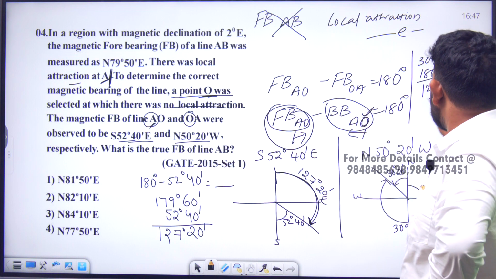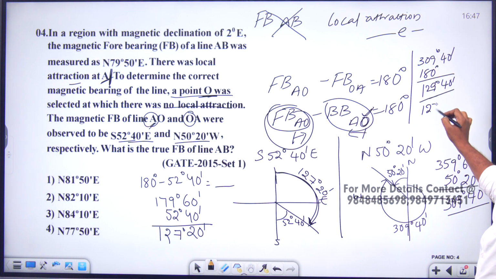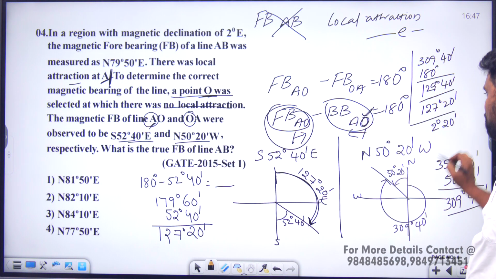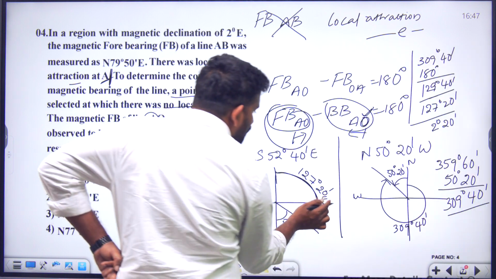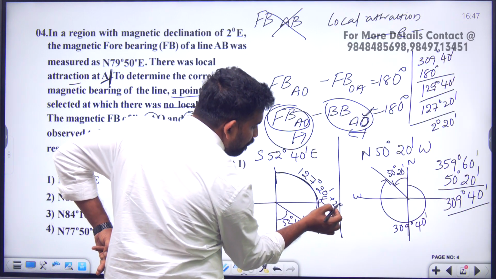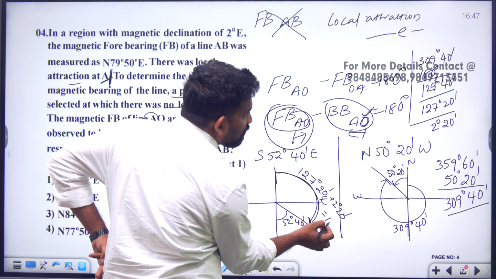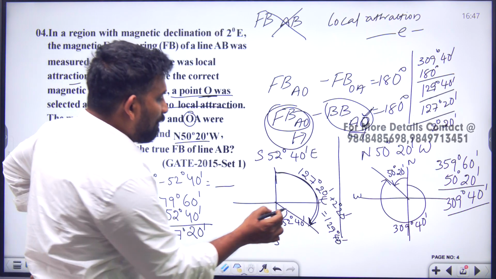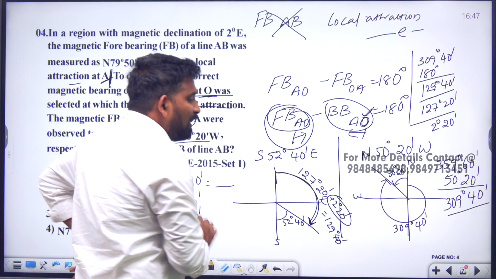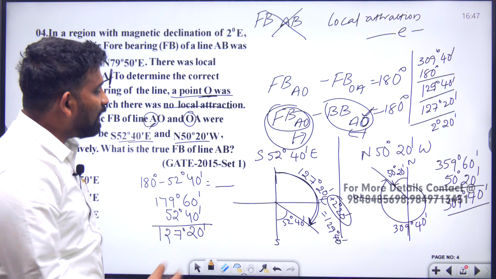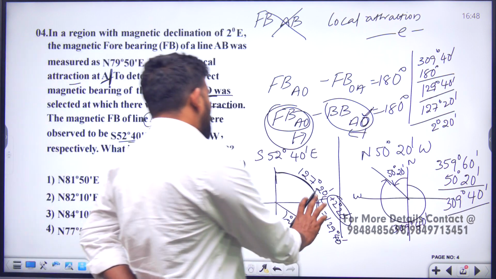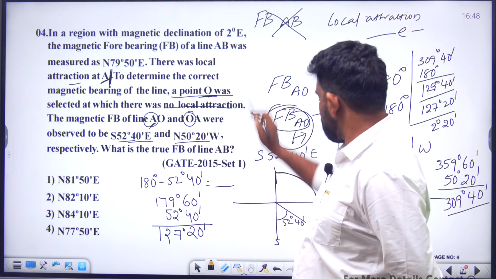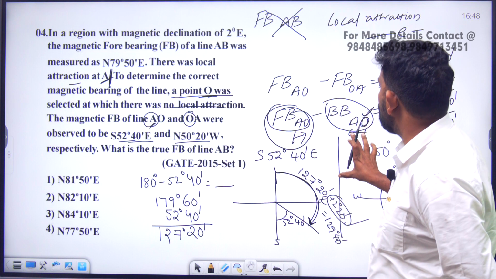Now, we need to rectify this error. To rectify this error, what do I need to do here? If I subtract this 127 degrees 20 minutes from this value, you will get 2 degrees 20 minutes as an error. That means if I add this 2 degrees 20 minutes here, this value comes out to be 129 degrees 40 minutes, which is the correct answer. I am just rectifying this error by adding 2 degrees 20 minutes. This is a correction that has to be applied. So, now we found out the error.